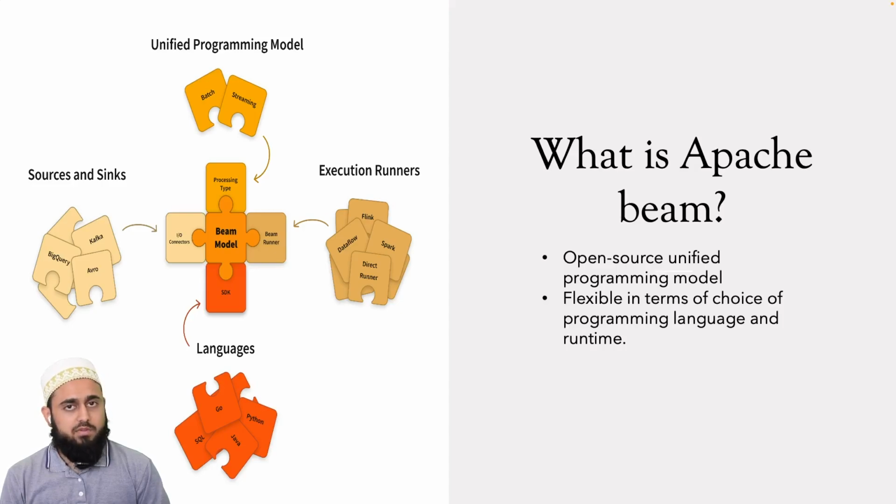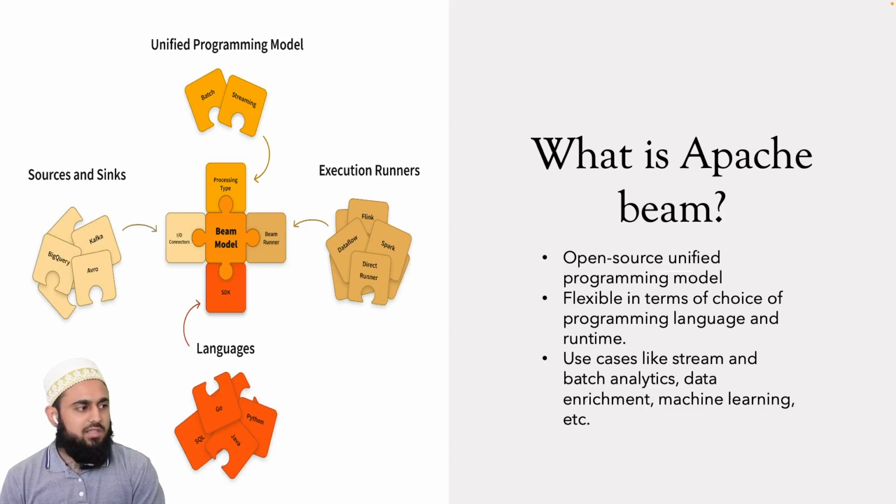It's flexible in terms of programming languages and execution runtimes. So if you are familiar with programming languages like Java, Python, you can use those to build your Apache Beam pipelines. And you can use any of the execution runtimes, like if you're on GCP, you can use Dataflow, or if you're working on any other cloud provider, you can use Flink, Spark, Direct Runner. Any of these can be used. Direct Runner is the one that you can use if you want to test your pipeline locally on your local machine.